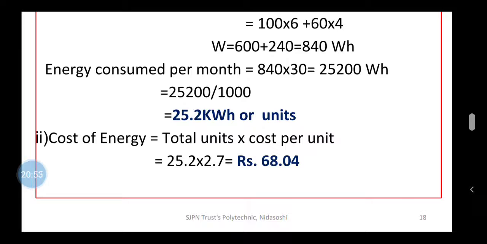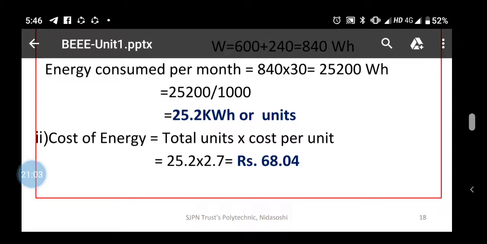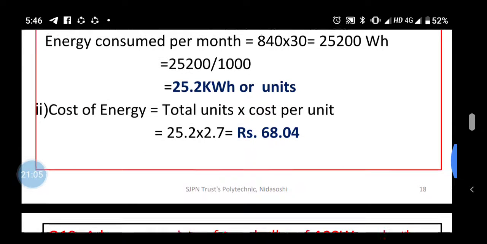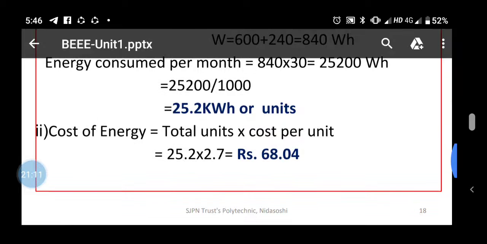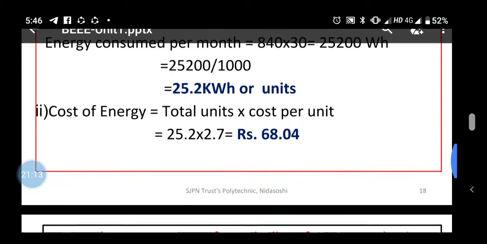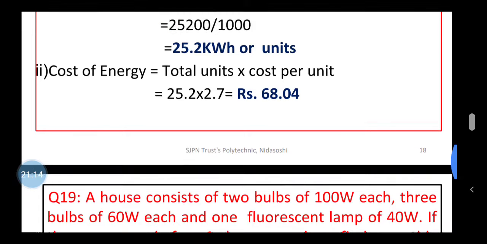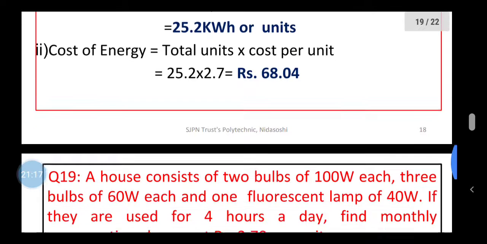Now 1 unit costs 2.7. The total energy consumed per month is 25.2 kilowatt hour. So we get 25.2 into 2.7, and the answer is rupees 68.04. Now this is the amount we have to pay to the electricity board.